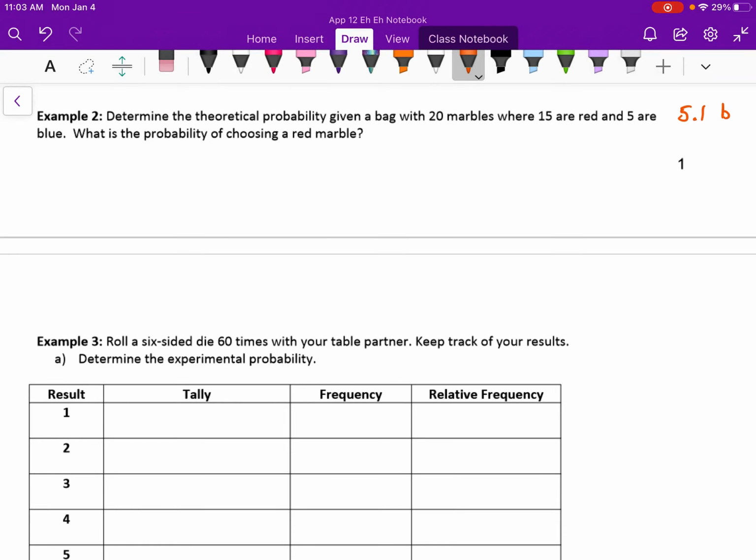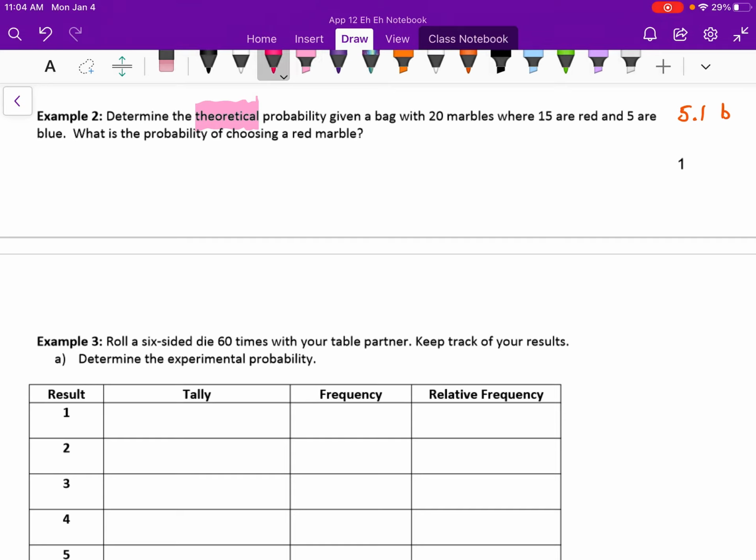All right, so let's begin the second video, and we're going to start off with our second example. Determine the theoretical probability. So this is theoretical, so without any action and only using our mind. Given a bag of 20 marbles, there are 15 red and 5 that are blue. What is the probability of choosing a red marble?